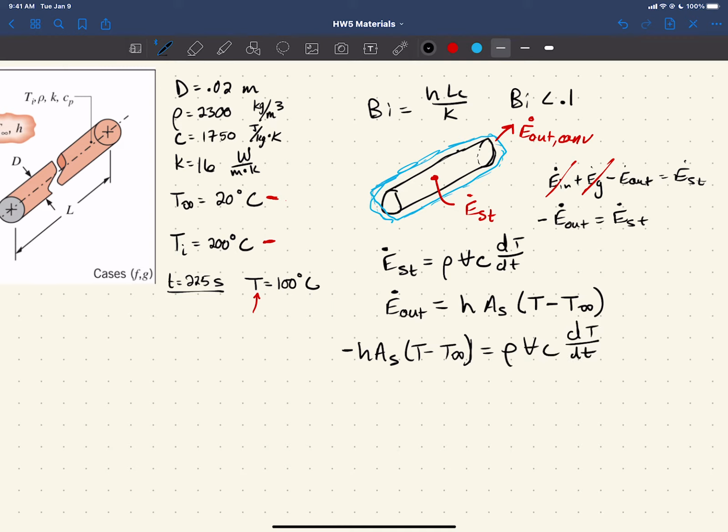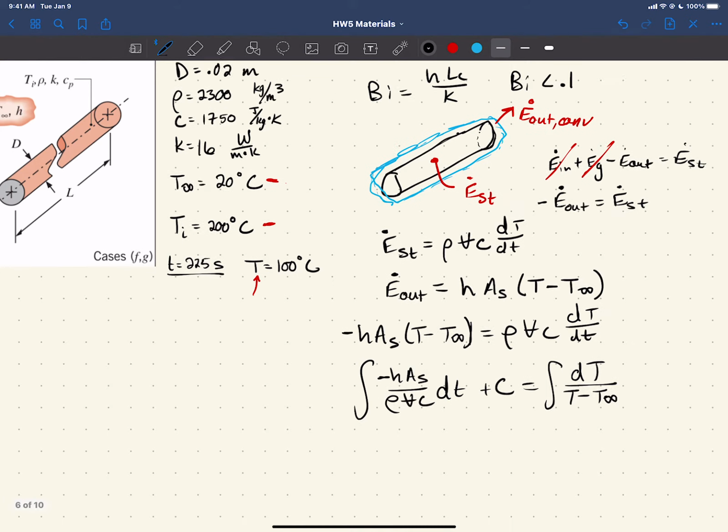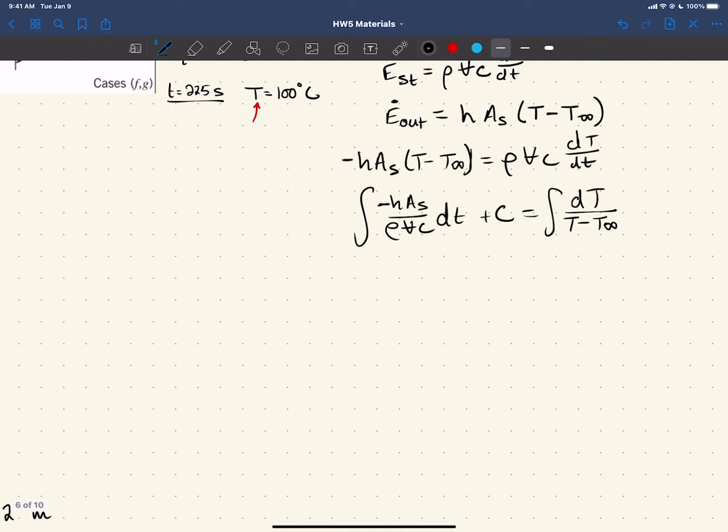Okay. Separate variables, so you get minus hAs over rho V c dt. I'm going to slap the plus C on there so I don't forget, because I already kind of see where we're going here. T minus T infinity. And now here you integrate, right? And on the left side, we're just going to get all those constants, right? Because none of them are changing with time. They're all constants in time.